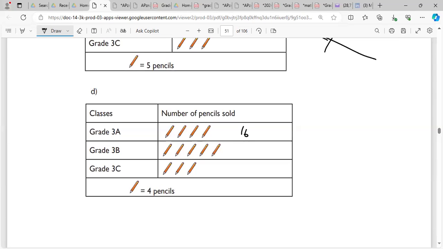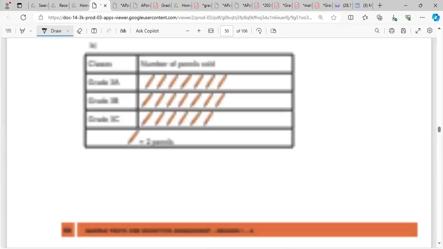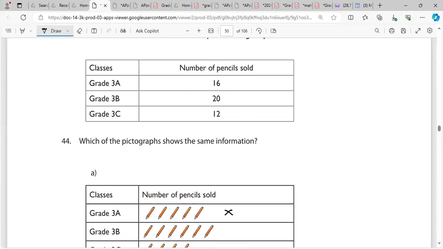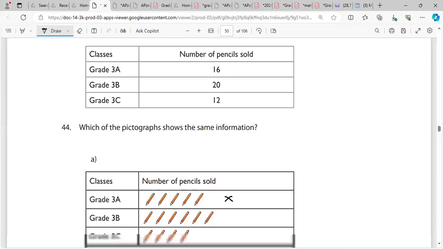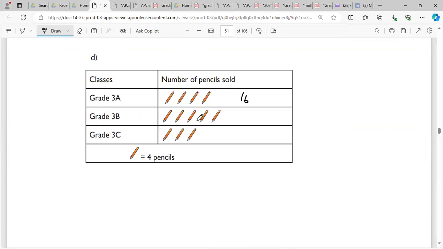All right, 3B. I'm going to check 3B. How many for 3B? We're going up by 4. 3B is at 20, so it's going to be 5, and the next one 5 and 3. Let's go: 1, 2, 3, 4, 5. So that's 20 because they're going up by 5. And this 3 will give it 12. So this is our answer.